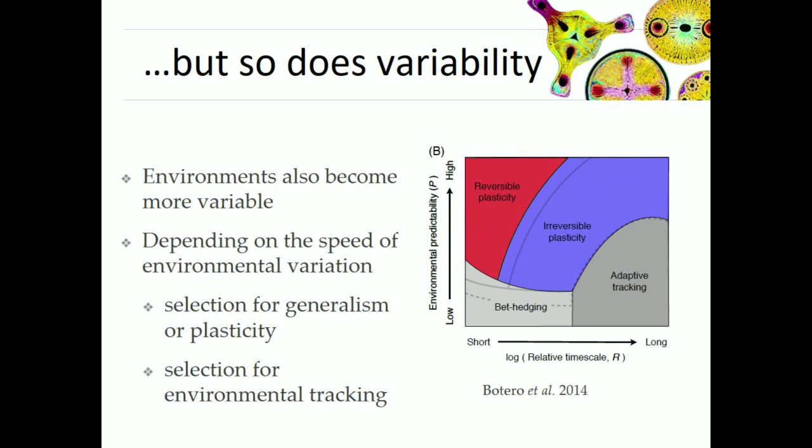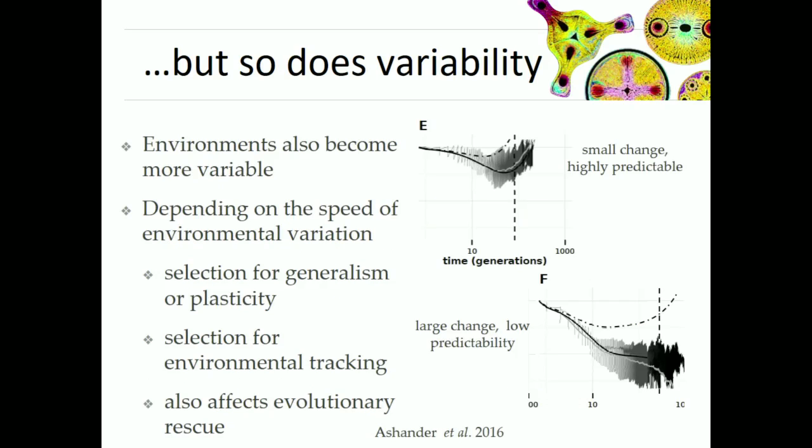So here we have short fluctuations and long fluctuations, and then environmental predictability along here, selecting for very different strategies. So usually if you have, for example, long fluctuations and low predictability, you'd respond by adaptive tracking, otherwise maybe by being phenotypically plastic, so by using the same genotypic basis to create many different phenotypes. Furthermore, the amount and variability of fluctuations is also really important for other aspects like evolutionary rescue.